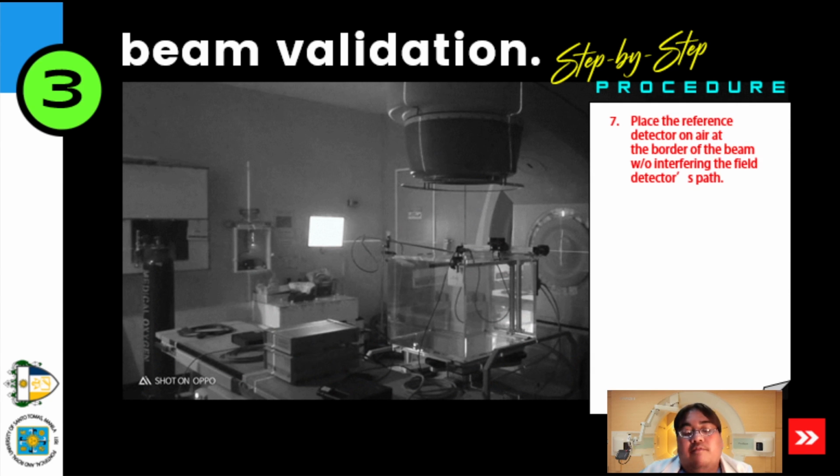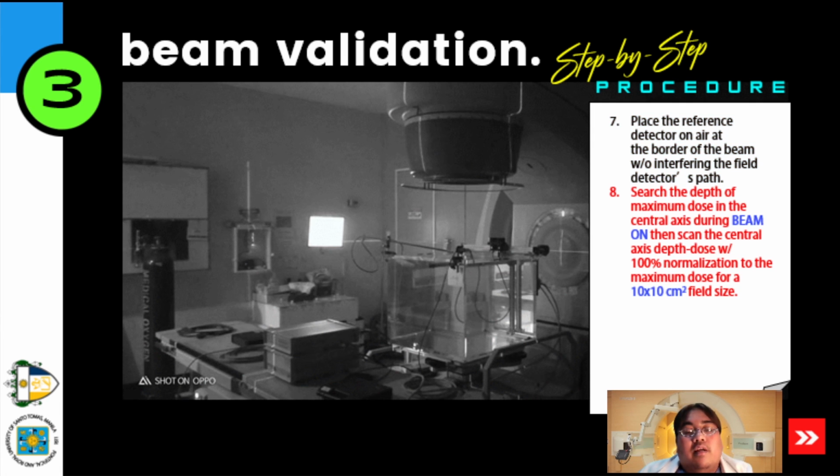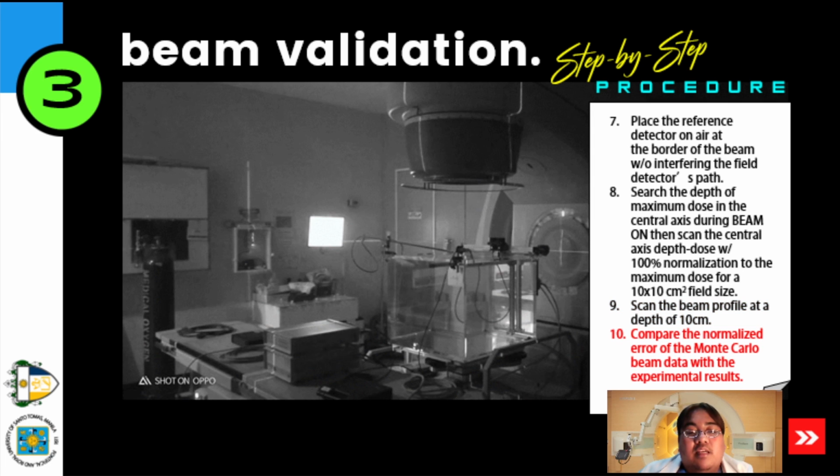And so number 7, we then have to place the reference detector on air at the border without interfering with the detector's path. Number 8 is that we have to search the depth of maximum dose in the central axis while the beam is on, and then scan the central axis with the normalization of the maximum dose for a 10 by 10 field size. All right, so we then have to scan the beam profile at a depth of 10 cm. Lastly, we are to compare the normalized error of the Monte Carlo beam data with that of the experimental result.